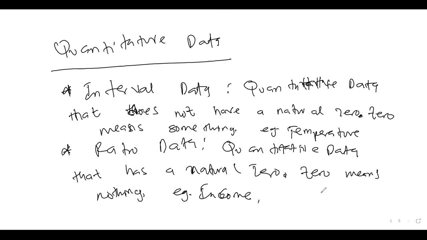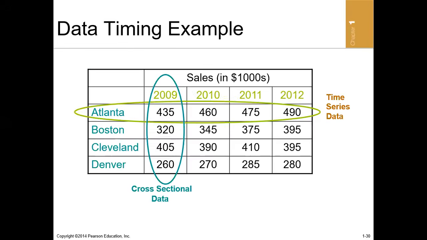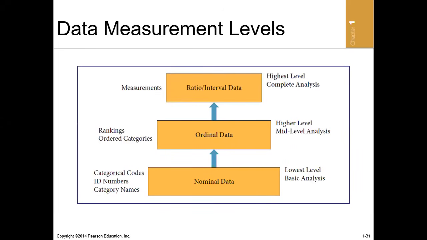But of course, because the two of them are usually numbers, most books write interval or ratio, but the clear difference between the two of them is that interval does not have a natural zero. Ratio data has a natural zero.